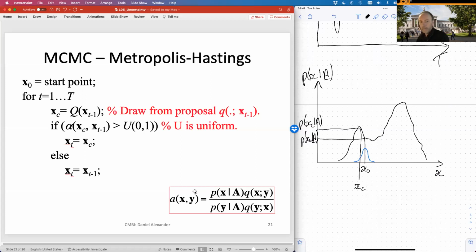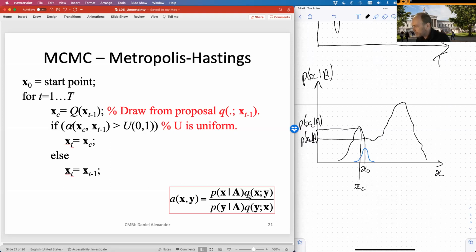Anyone make a stab at what the numerical value of that would be in this particular case? Put it in the chat. Let me just talk for a moment while you think about that.